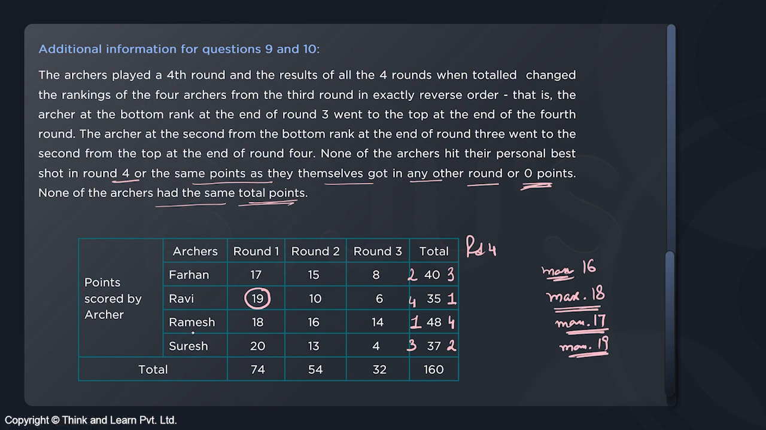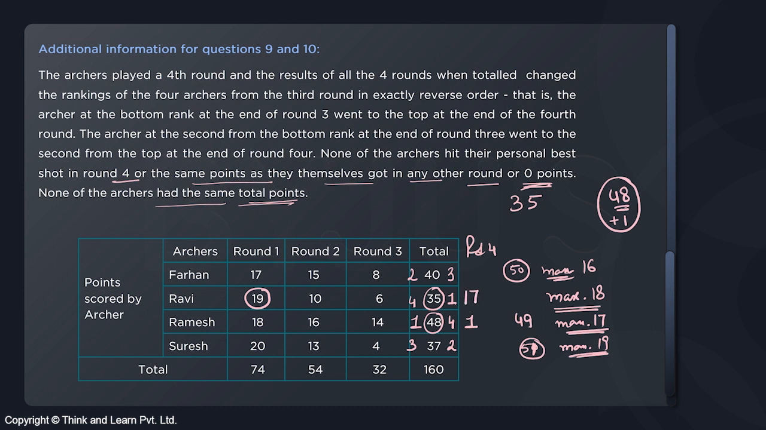Now, Ramesh, who was first previously, is now going to be fourth. His score is already 48. Ravi is at 35. Ravi has to go to a point where he is above the score of Ramesh, who is at 48. If Ramesh scores even 1 point in the next round, his total will become 49, right? Then the score of Suresh must be minimum 50. Then the score of Farhan should be minimum 51. I think I've reversed. The score of Farhan should be minimum 50. The score of this guy should be minimum 51. And the score of Ravi should be minimum 52, for which he will have to score at least 17.